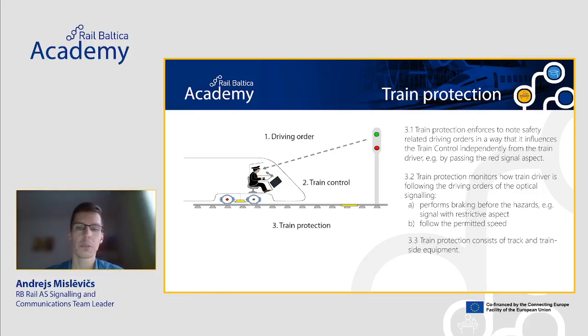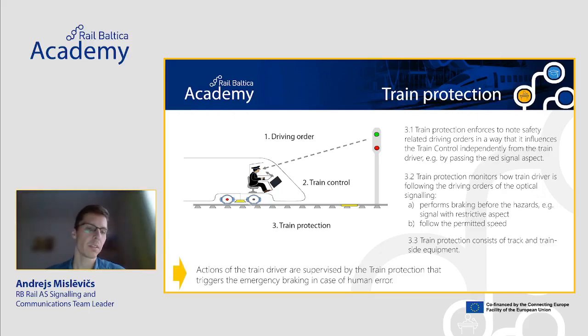It is important to mention that the train protection as a system consists of trackside and train-side equipment. It means that there is equipment which is located along the track, and as well equipment which is located on board of the train. So what is important to understand is that actions of the train driver are supervised by the train protection, and train protection triggers emergency braking in case of human error. So in case of an error of the train driver.